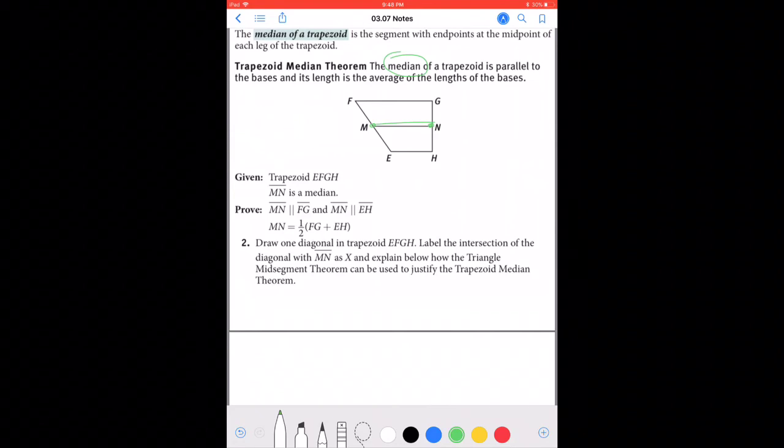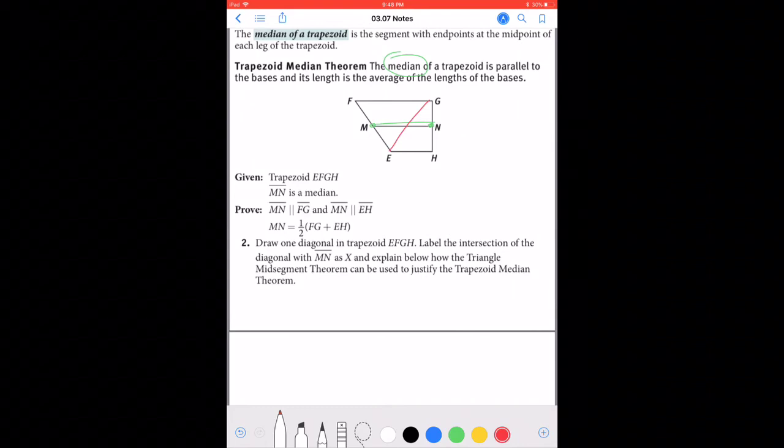So what it wants us to do is, if we look at number 2, if we draw one diagonal in the trapezoid EFGH, we should be able to figure out, by using some other theorem, we should be able to prove this information. So let's draw it. It doesn't matter which one. It's just more natural for me to draw EG.